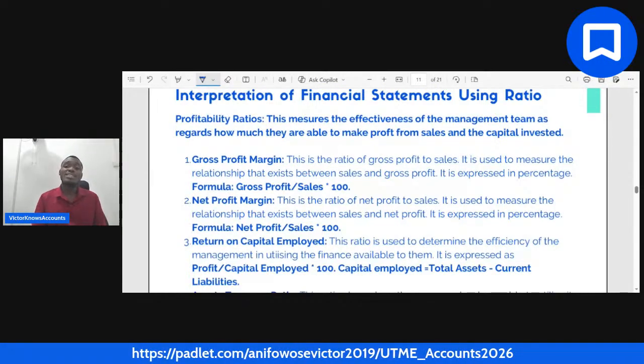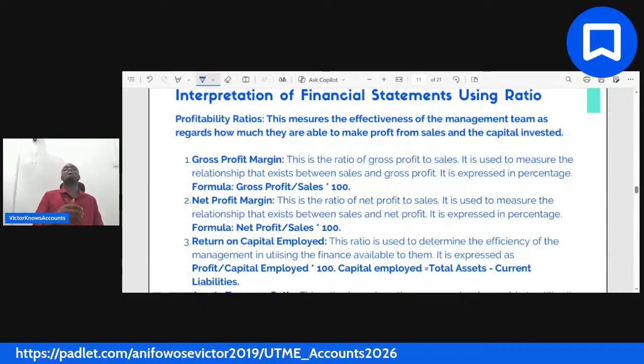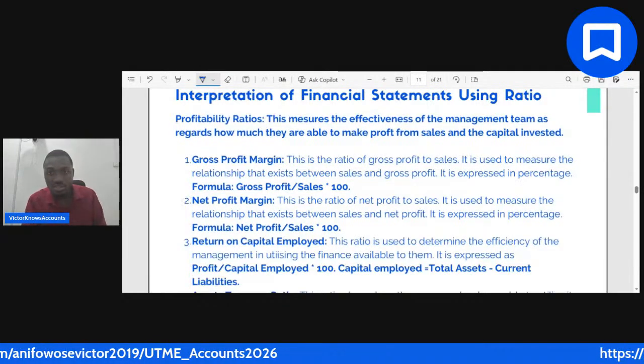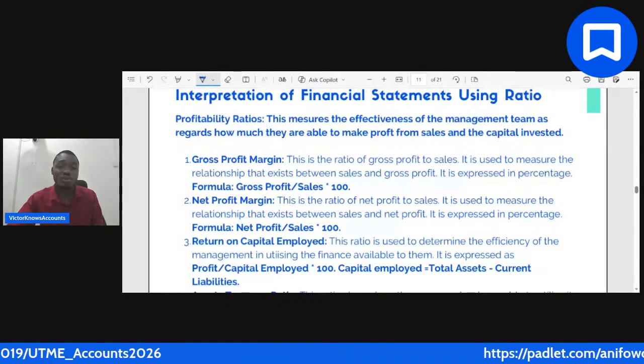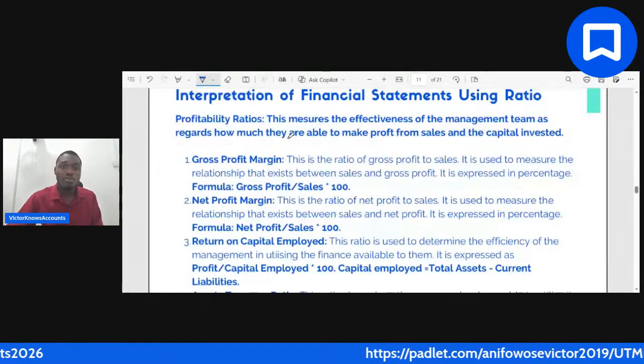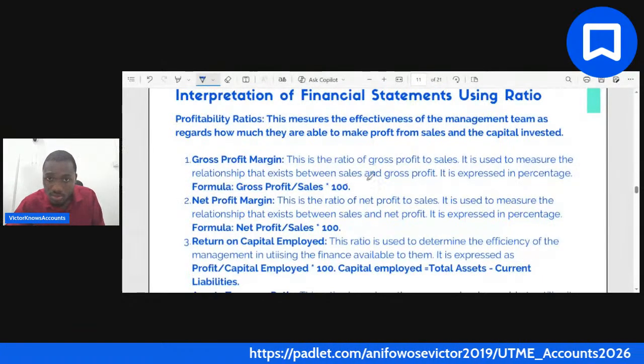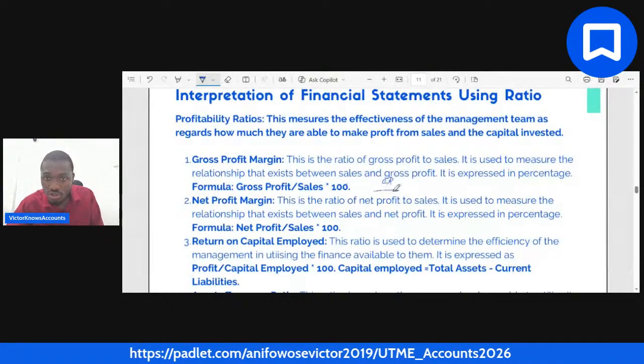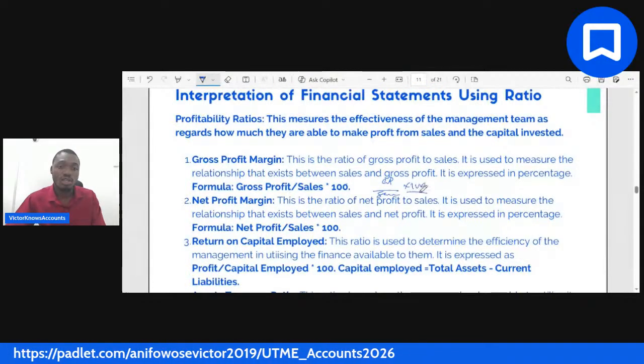So gross profit margin is used to measure the relationship that exists between sales and gross profit, and it is expressed in percentage. So the formula is gross profit over sales multiplied by 100 over 1. GP over sales times 100 over 1. That's your gross profit margin.